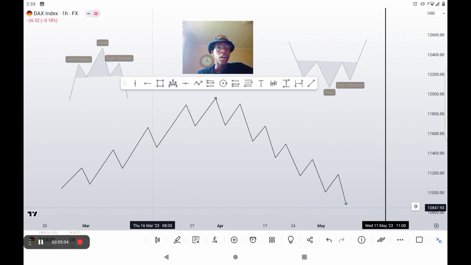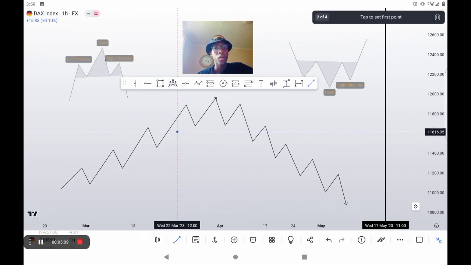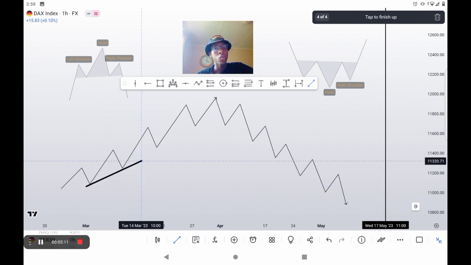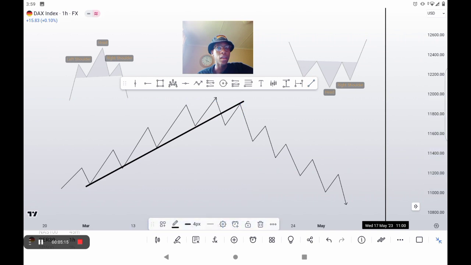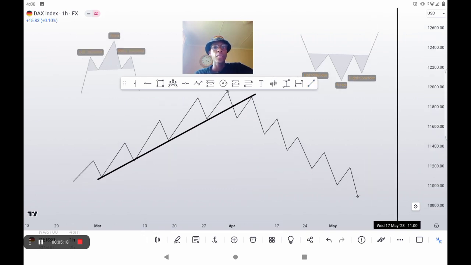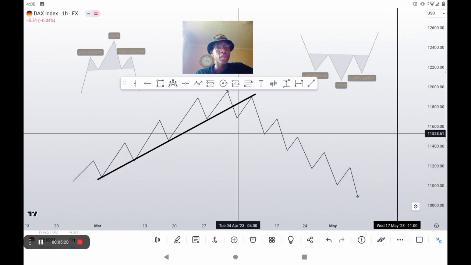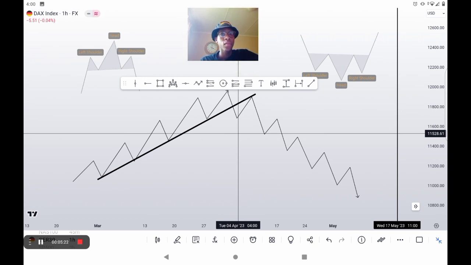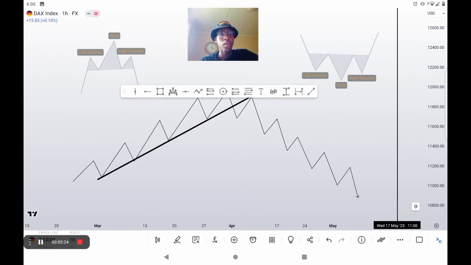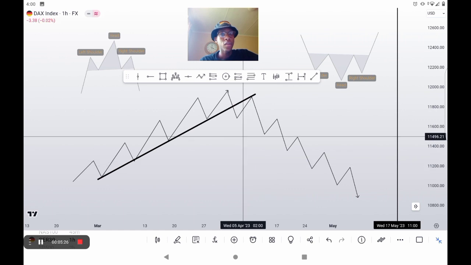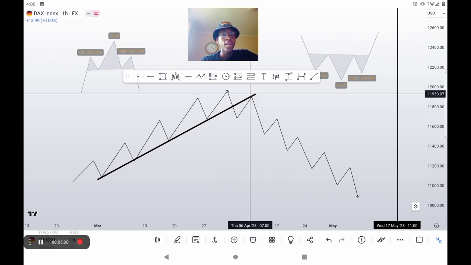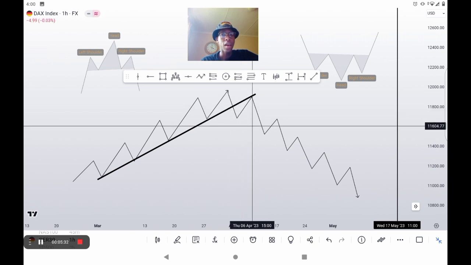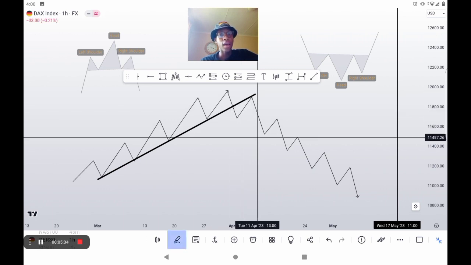So how do you see that an inverse head and shoulder or a head and shoulder is forming? As you know, you'll be on an uptrend. As soon as price breaks the uptrend, let me move this right there, it has to retest. This retest forms the head and shoulder neckline.